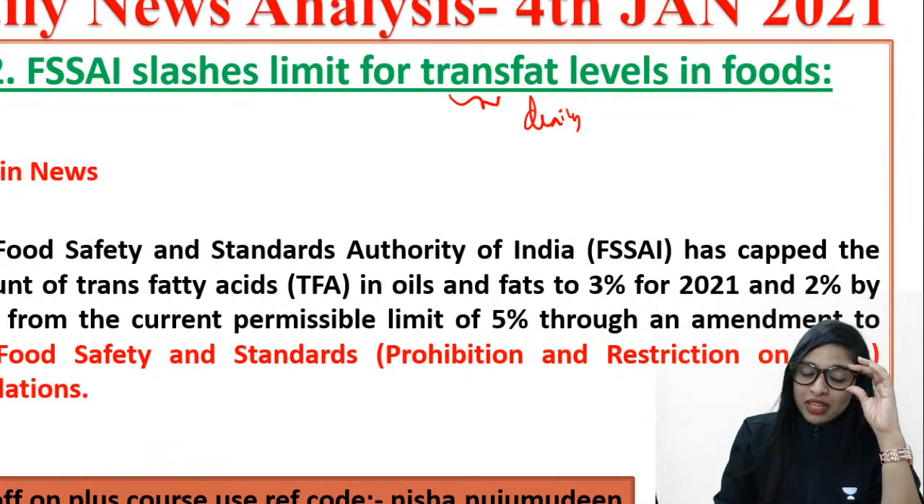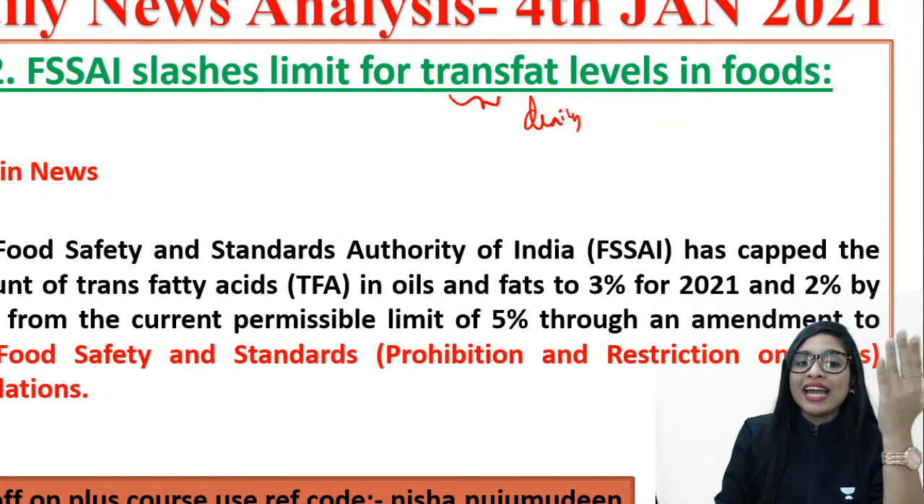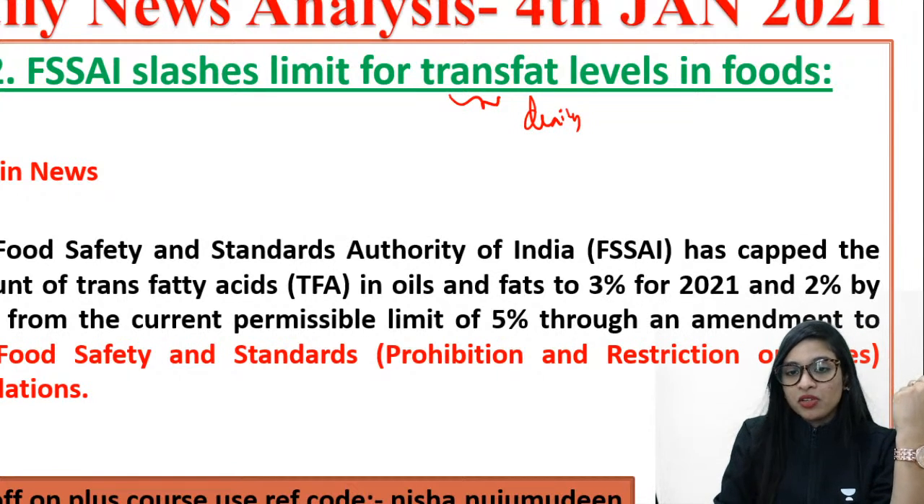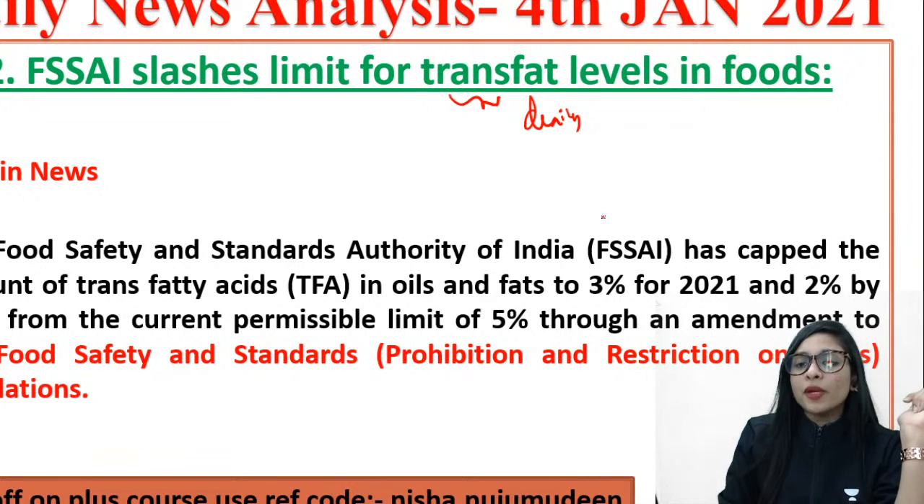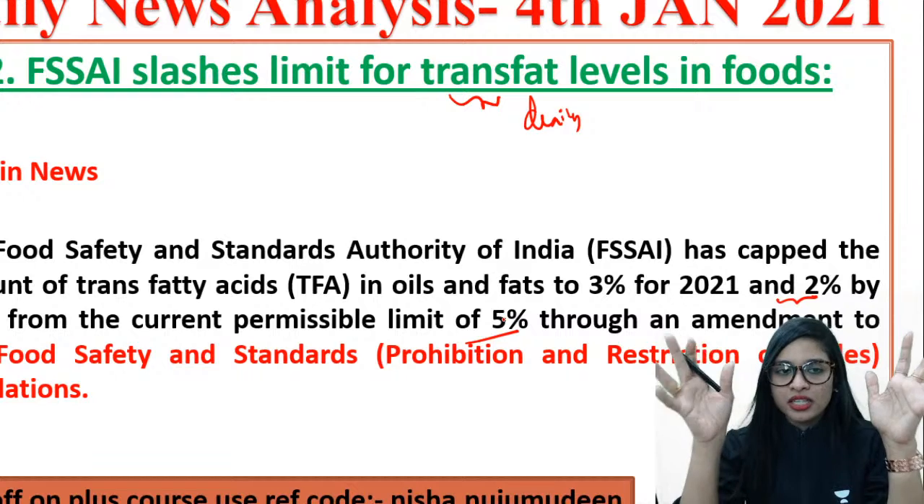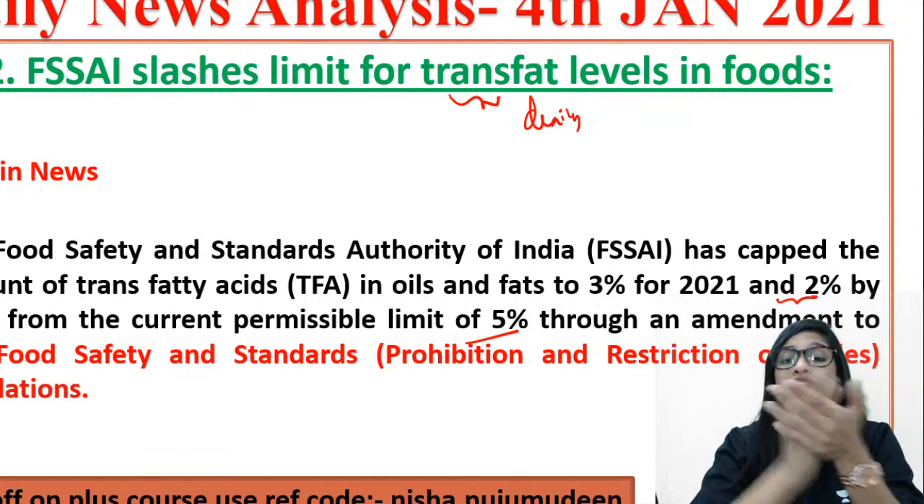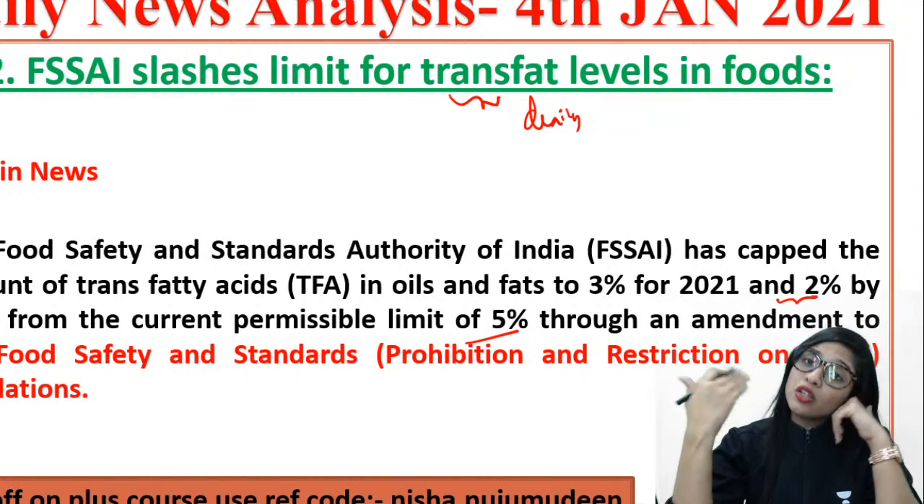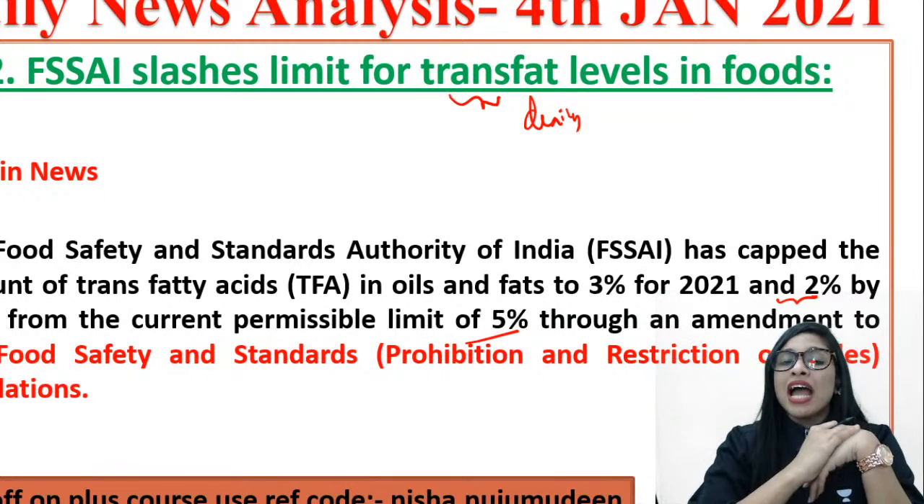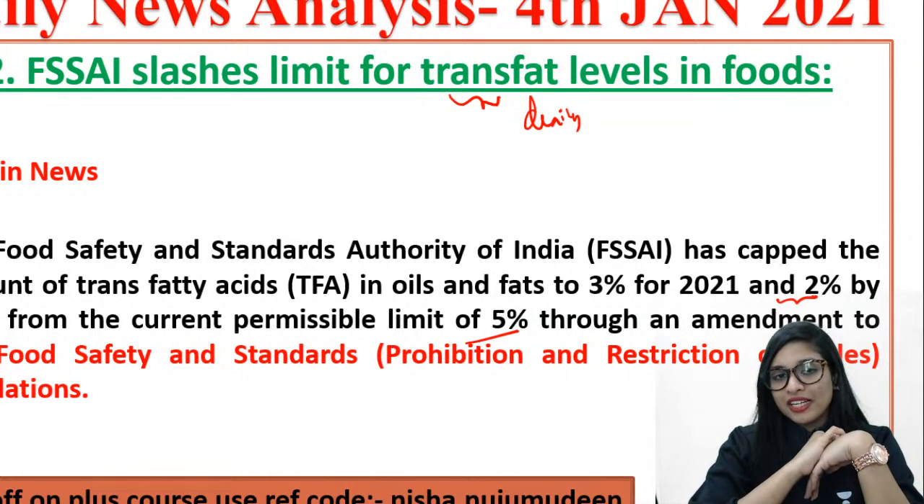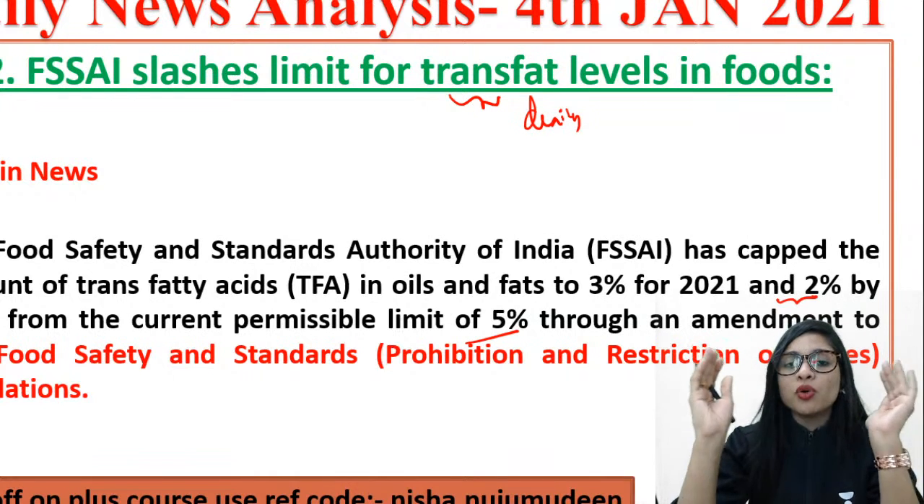But let me tell you, if you see today's newspaper, the FSSAI has capped the amount of trans fatty acids, that too in oils and fats, to 3% for the current year 2021 and 2% for the next year 2022, from the current permissible limit of 5%. Currently it is 5%, it is allowed. But they said it should be reduced to 3% in the current year and 2% in the next year, that is 2022. And they did that through an amendment to the Food Safety and Standards Regulations, guys. In that particular context, really, you are going to study this news.